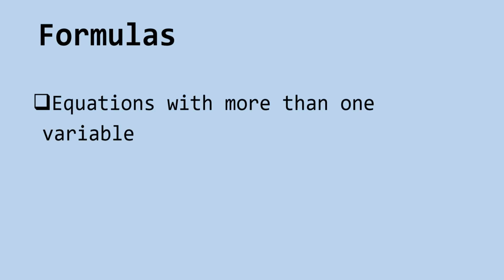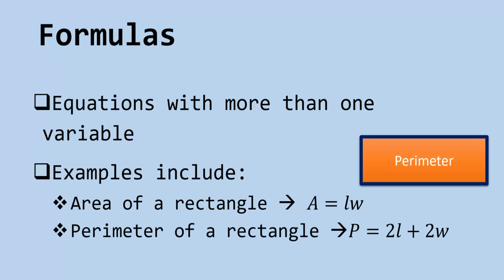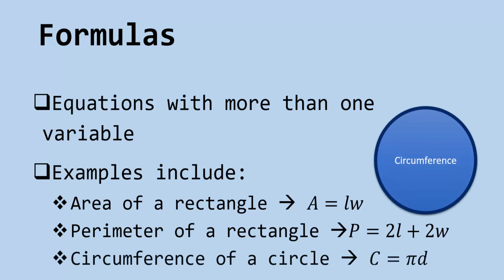In today's lesson, we're going to talk about formulas. Formulas are simply equations with more than one variable. Examples include area of a rectangle, area equals L times W, perimeter, P equals 2L plus 2W, and circumference of a circle, C equals pi times D.